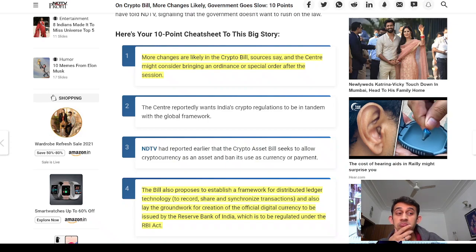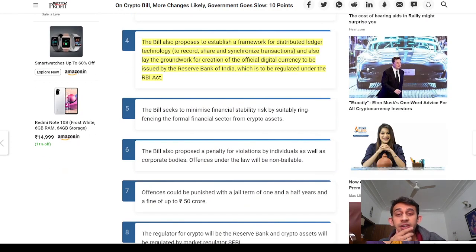The other point is the bill also proposes to establish a framework for distributed ledger technology to record, share, and synchronize transactions, and also lay the groundwork for the creation of the official digital currency to be issued by the RBI, which is regulated under the RBI Act. So India plans to ban all cryptocurrencies but then take out its own cryptocurrency? No, not going to happen.